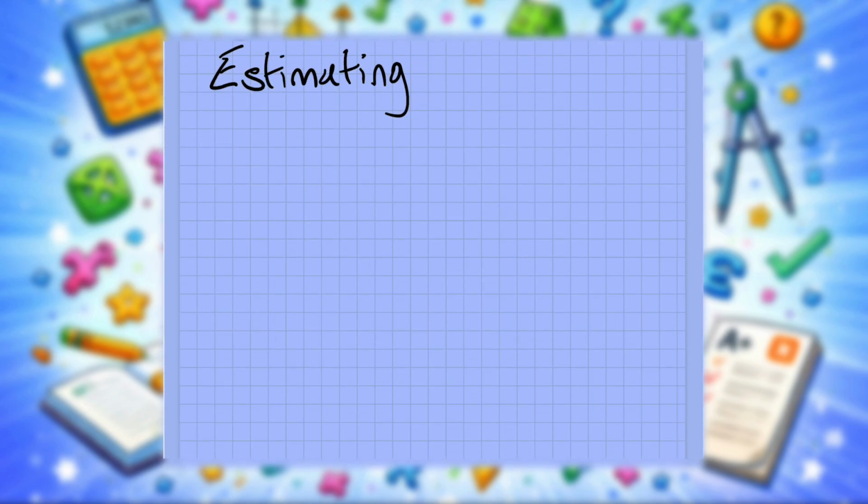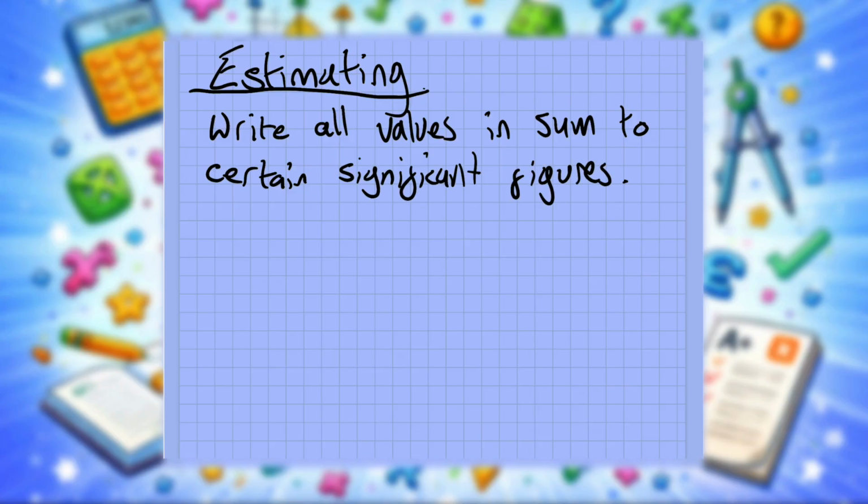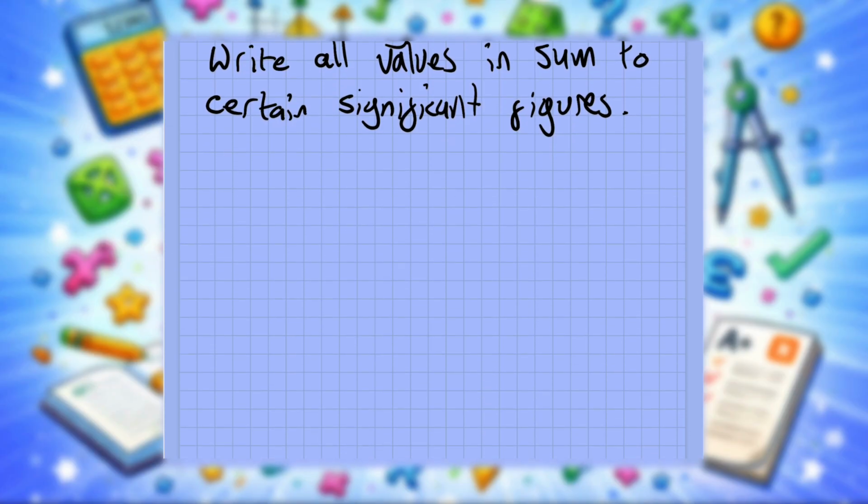Now, how do we use this to estimate? Well, when we are asked to estimate the value of a sum, we want to write all our numbers to a certain amount of significant figures. Usually this is 2 significant figures unless specified. So a quick run for example, follow along as I'll make this one complex, so hopefully other questions will feel like a walk in the park.